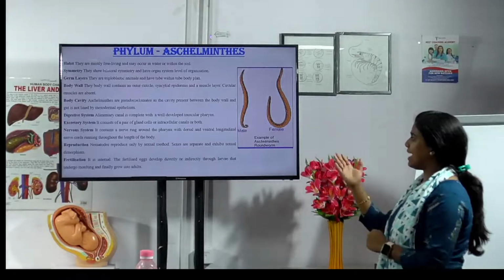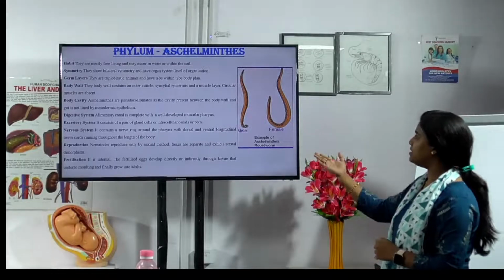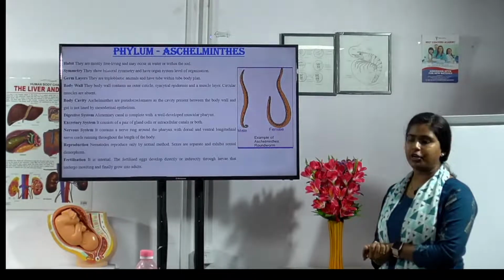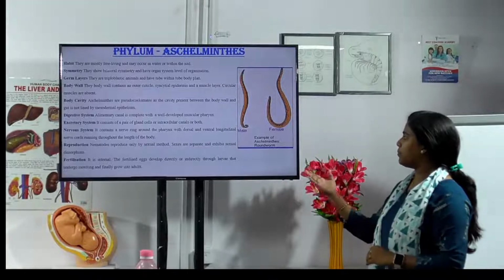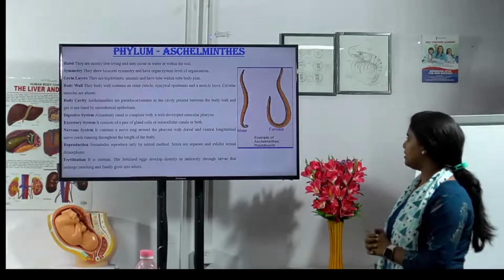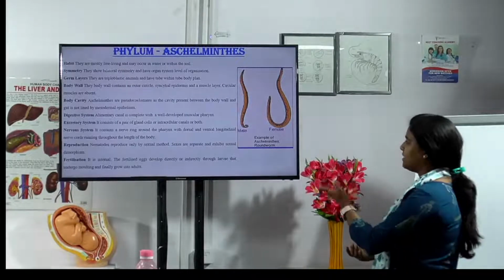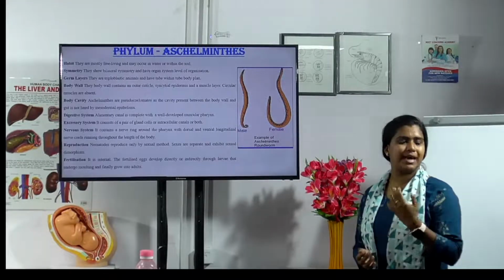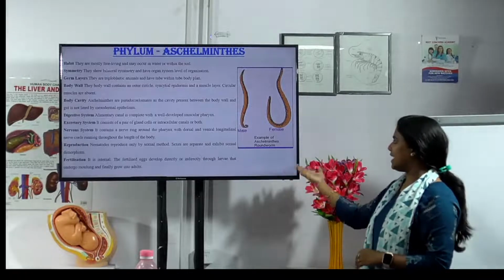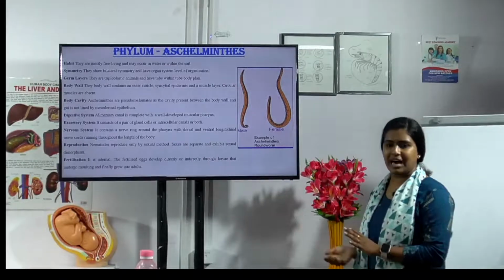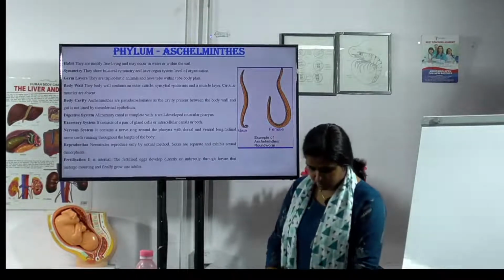Nervous system: they have a nerve ring around the pharynx with dorsal and ventral longitudinal nerve cords. Reproduction is only by the sexual method, and sexes are separate and exhibit sexual dimorphism. Fertilization is internal, by fertilized egg, either directly or indirectly through a larva.